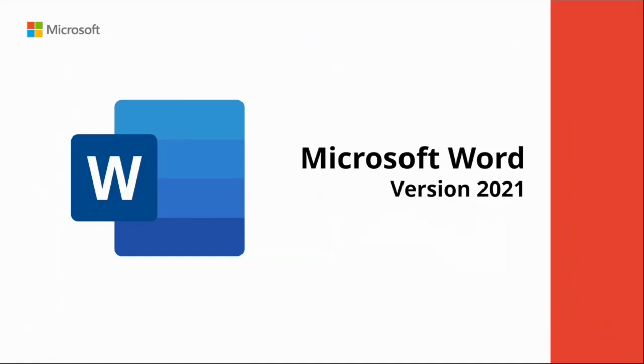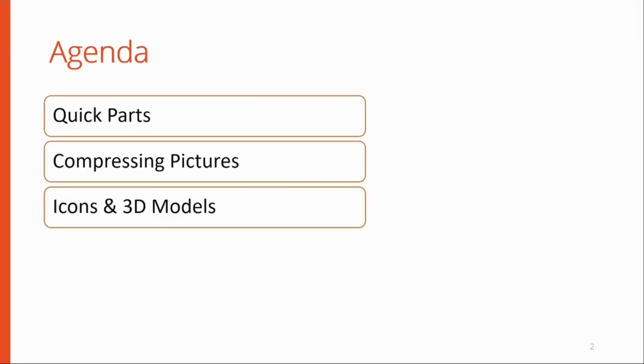Welcome to another session of Microsoft Word. Now that we have learned grouping of objects, aligning of objects, filling shapes with pictures, and we have learned all about inserting captions, we are going to learn the three other features, namely quick parts, compressing pictures, and icons and 3D models. So let's start our session.